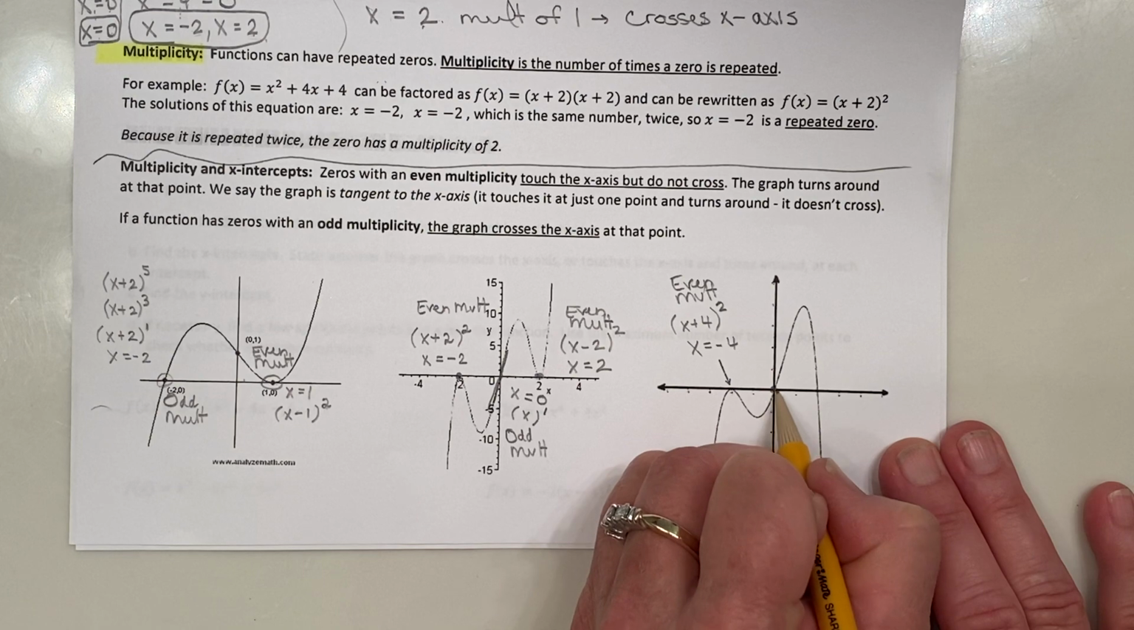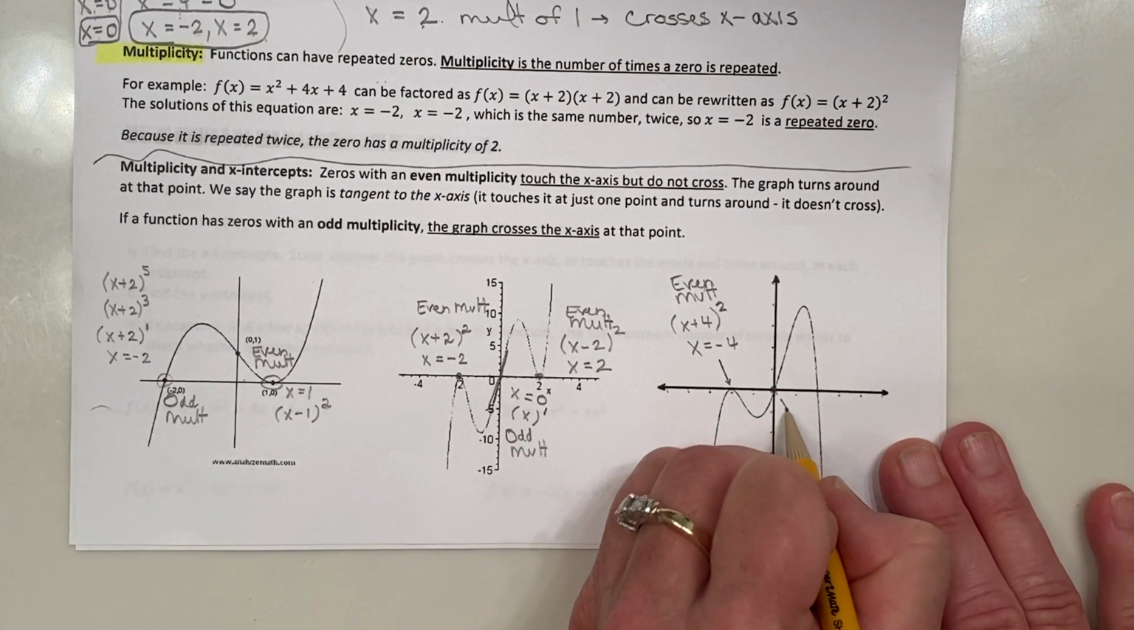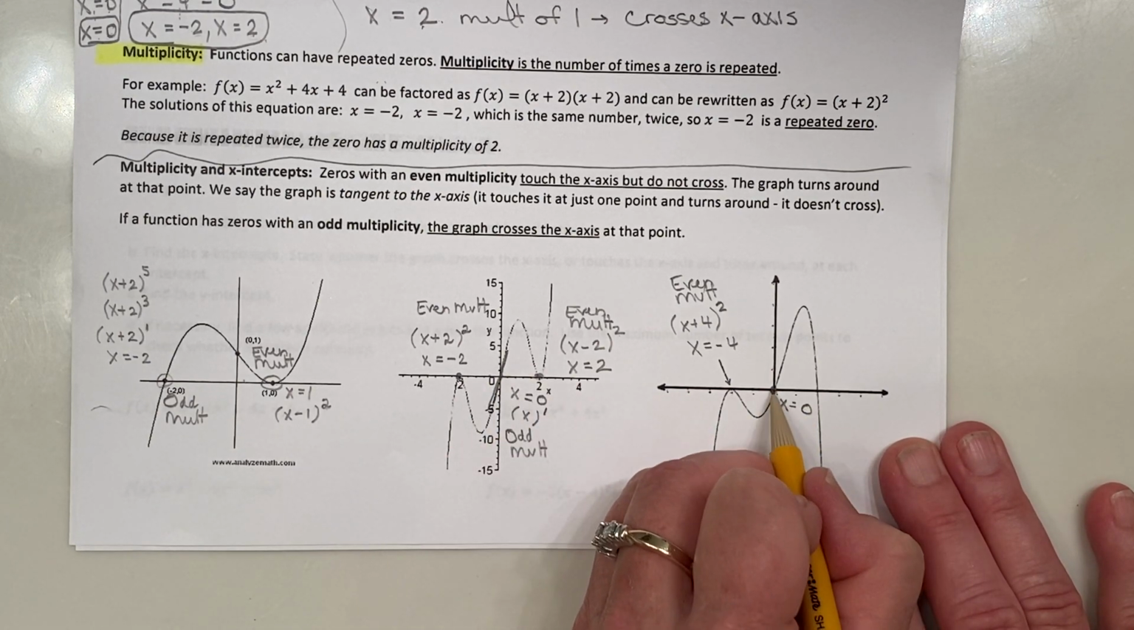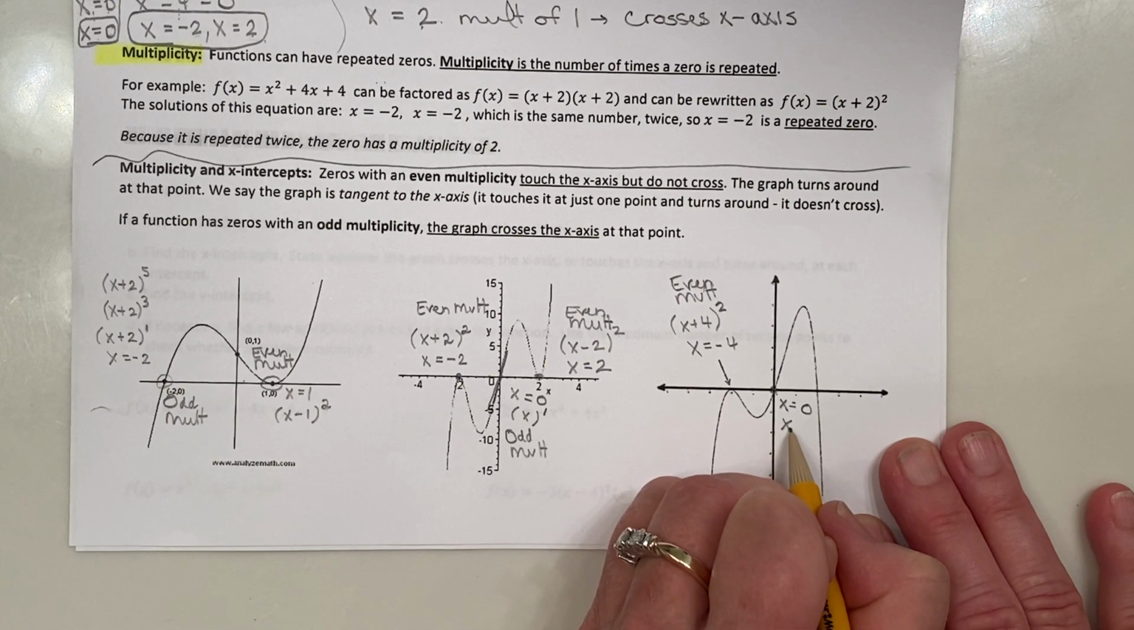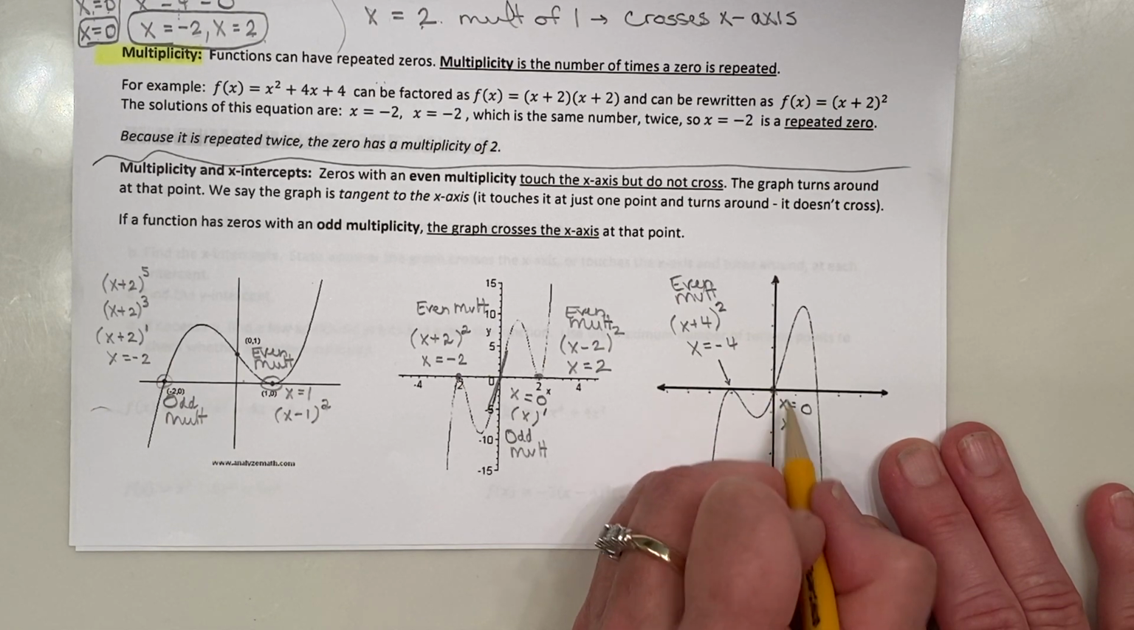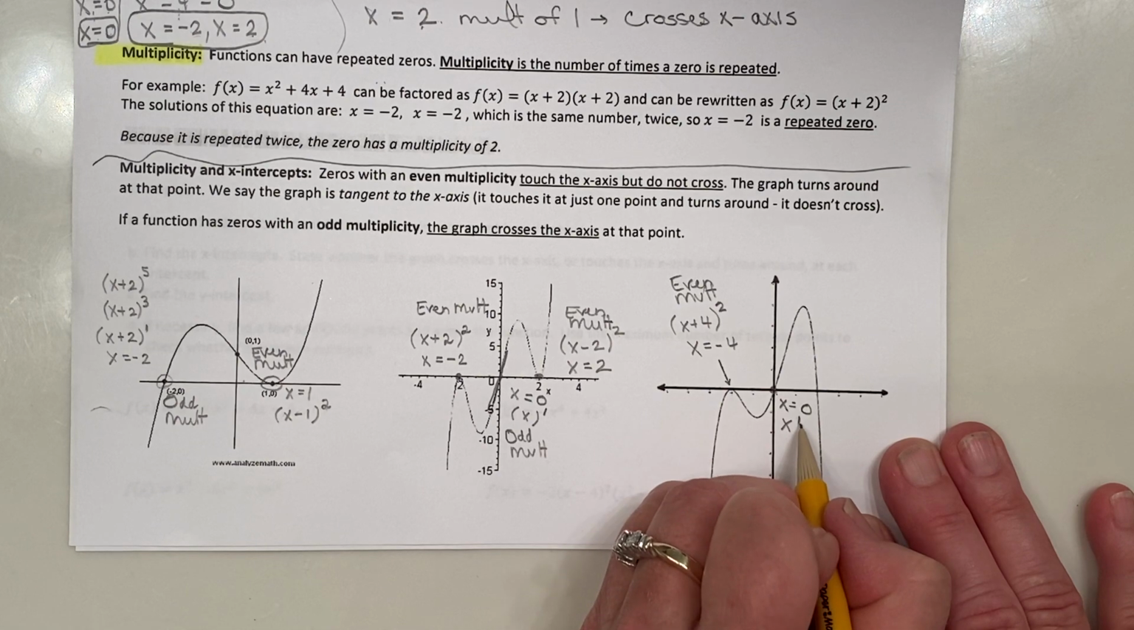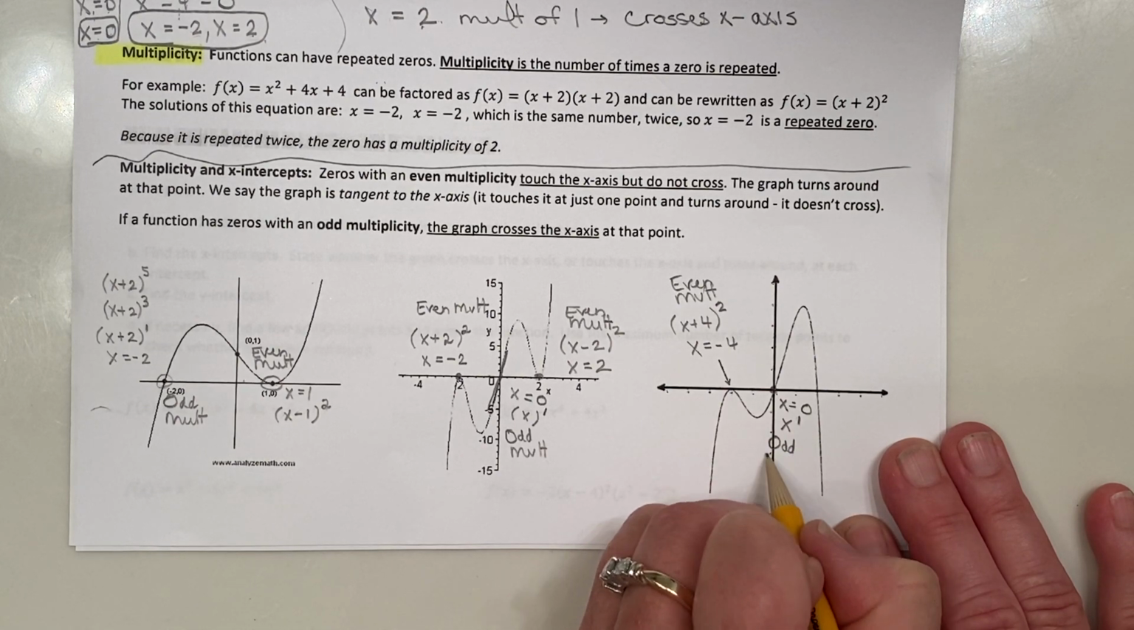Continuing on, okay, same situation as in the previous graph. x equals 0 is the solution. It comes from a factor that's just x. I'm crossing, so that means the exponent has to be 1, 3, 5, etc. Odd multiplicity.